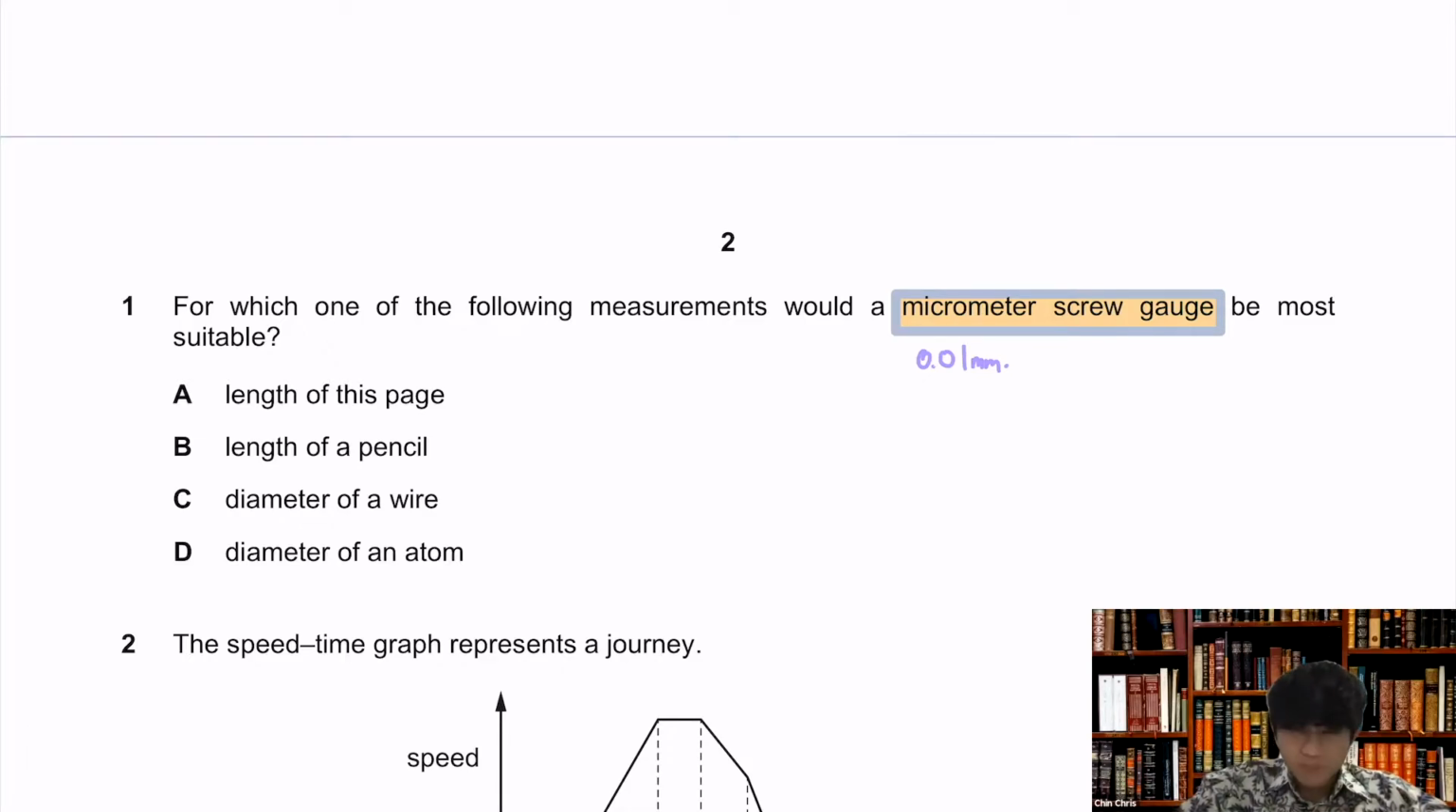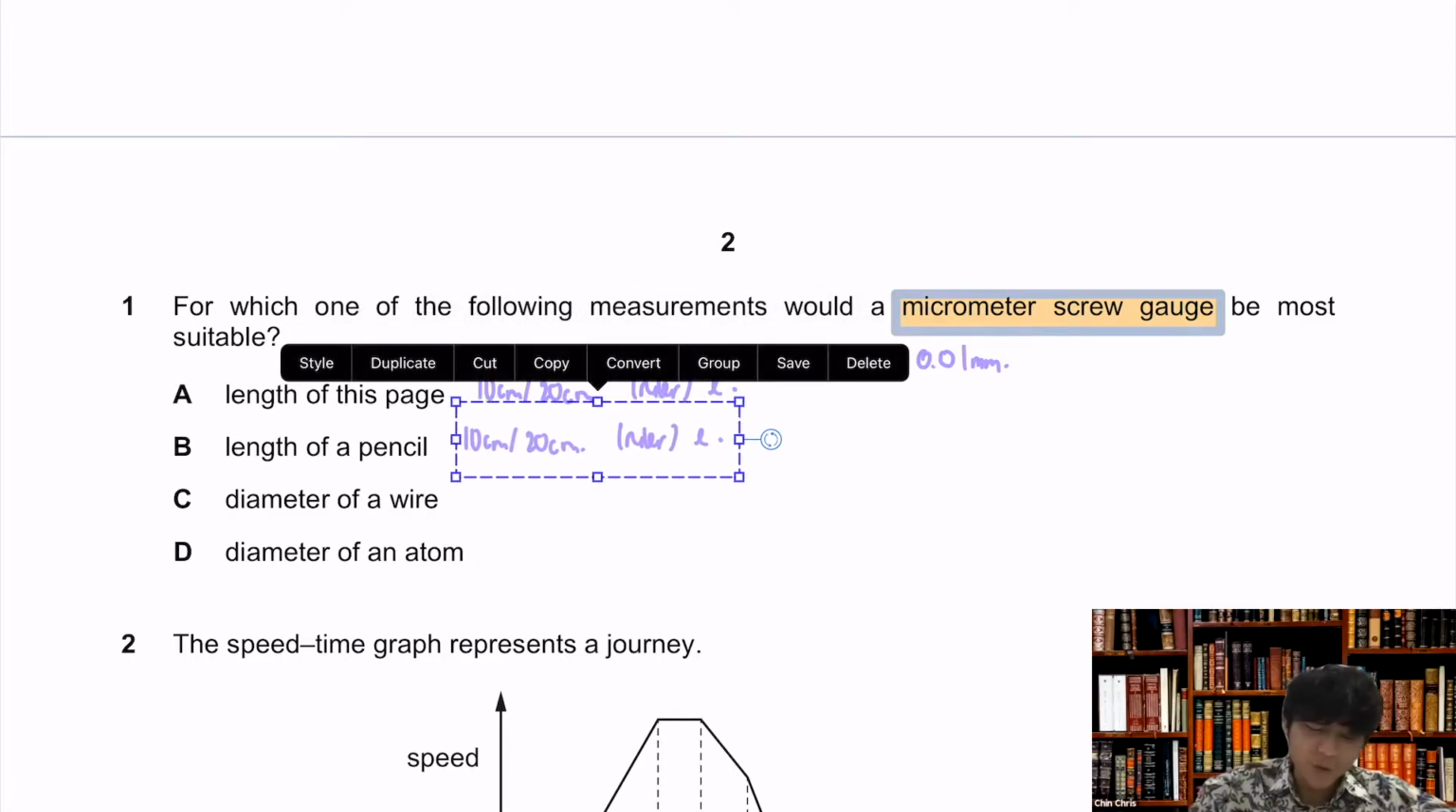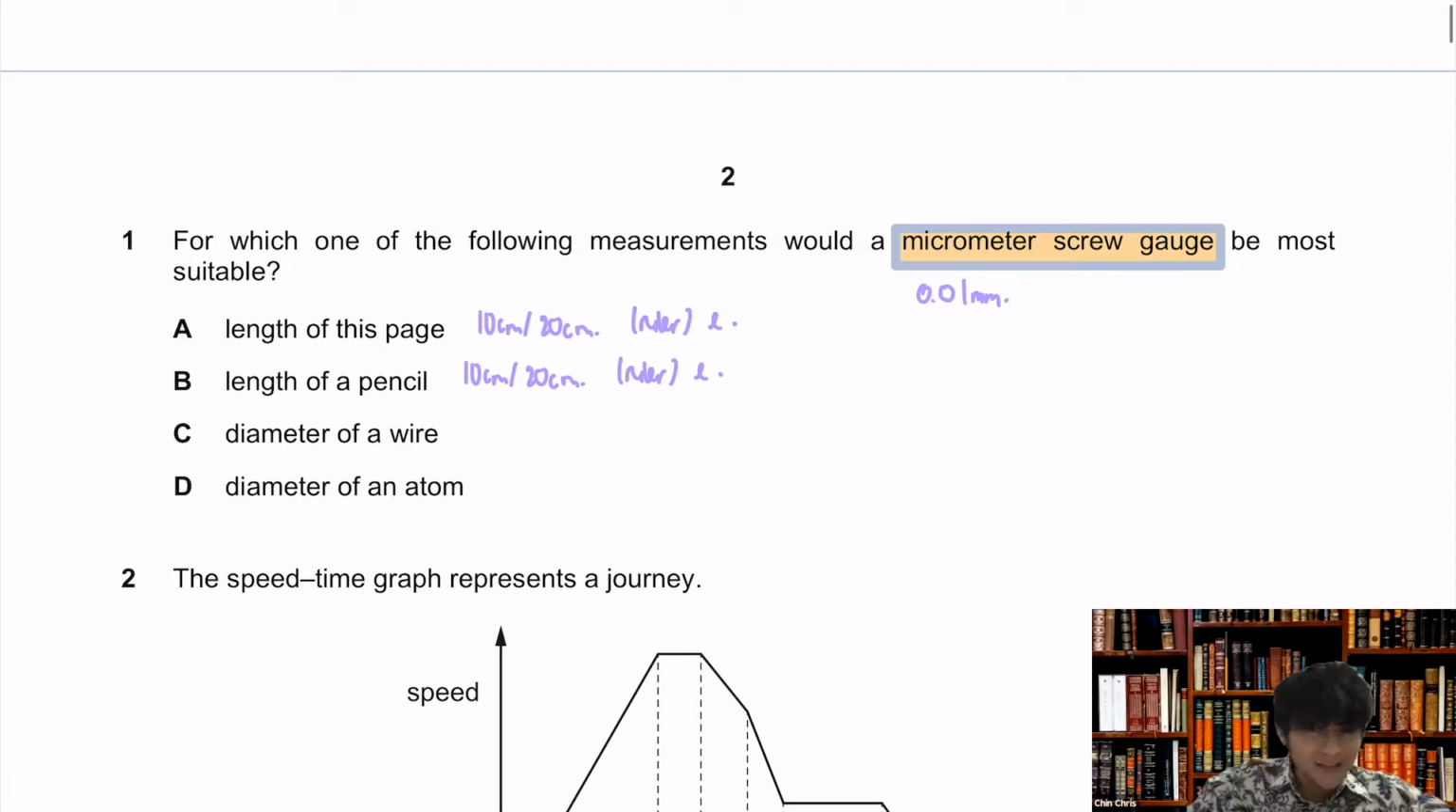The length of this page is about how many cm, right? For example, 10 cm, 20 cm. I would say it's not suitable, you can use a ruler instead. Length of a pencil, the same thing: 10 cm, 20 cm, you can use a ruler instead as well. Diameter of a wire, that sounds reasonable, right? Because a wire is about how many mm. I think this is okay.